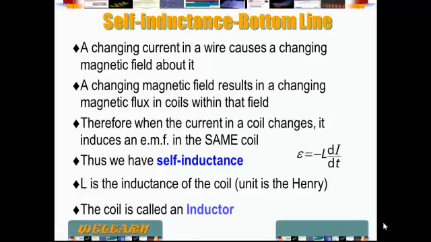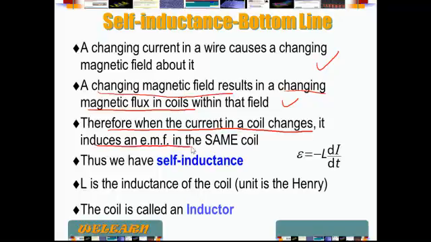Okay, let's summarize this again. A change in current in a wire causes a change in magnetic field about that wire. The change in magnetic field results in a change in magnetic flux in coils within that field. Therefore, when a current in a coil changes, it's going to induce an EMF in the same coil.